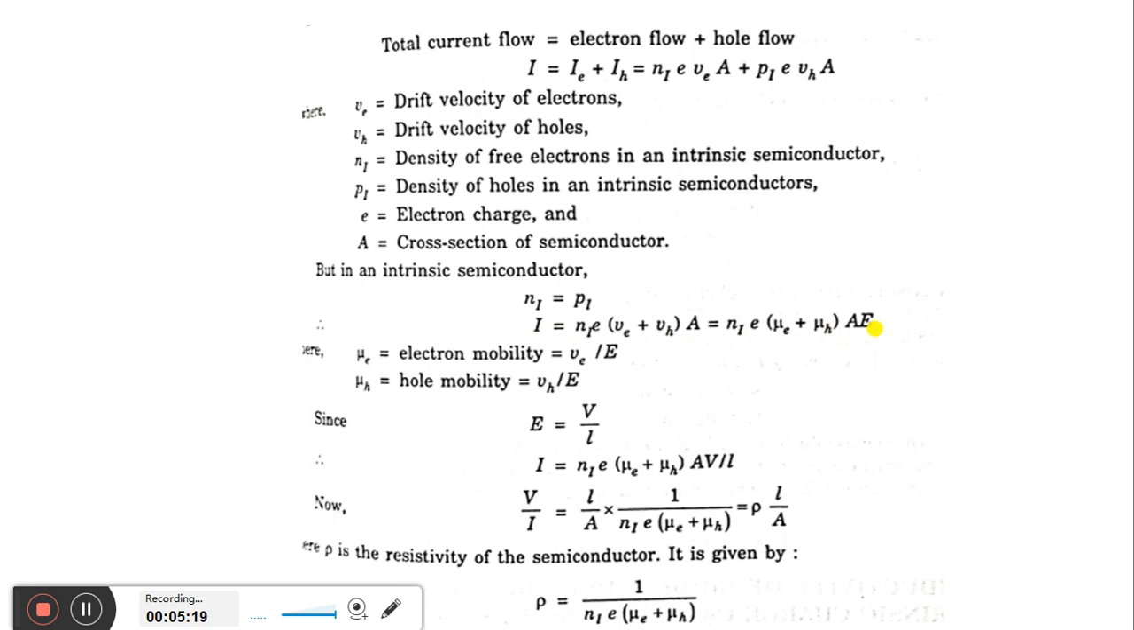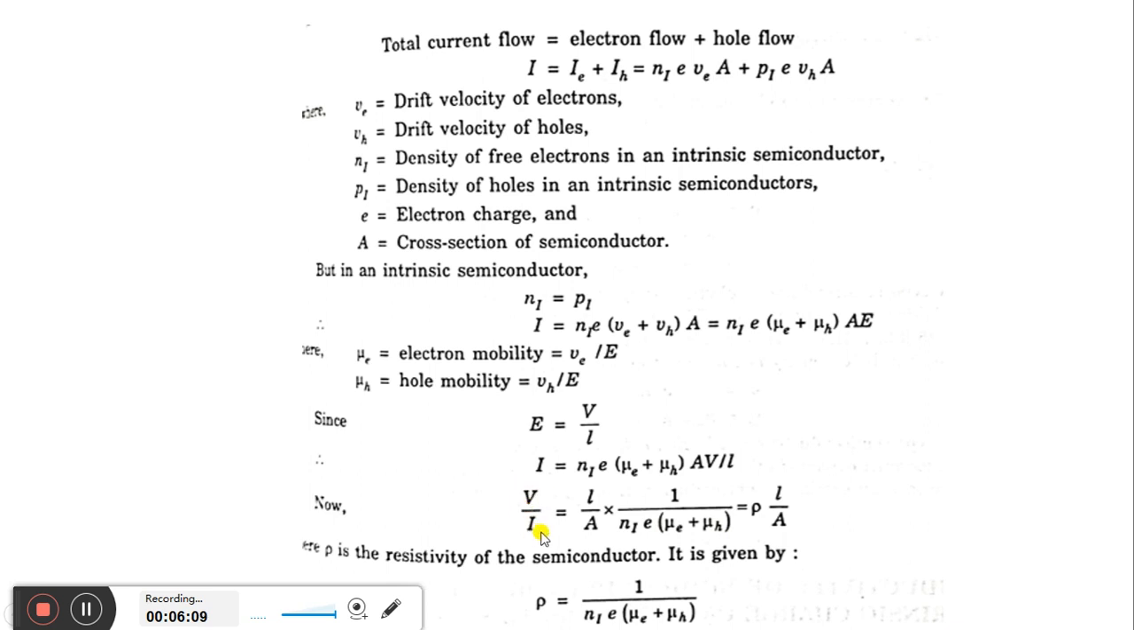And since we know that the applied electric field E can be written as potential V upon L, we can write this current I, that is Ni e (mu E plus mu H) A, and in place of E we have written V by L. Or we can write this expression in terms of V by I, that is V by I equals L by A into 1 upon Ni e (mu E plus mu H).